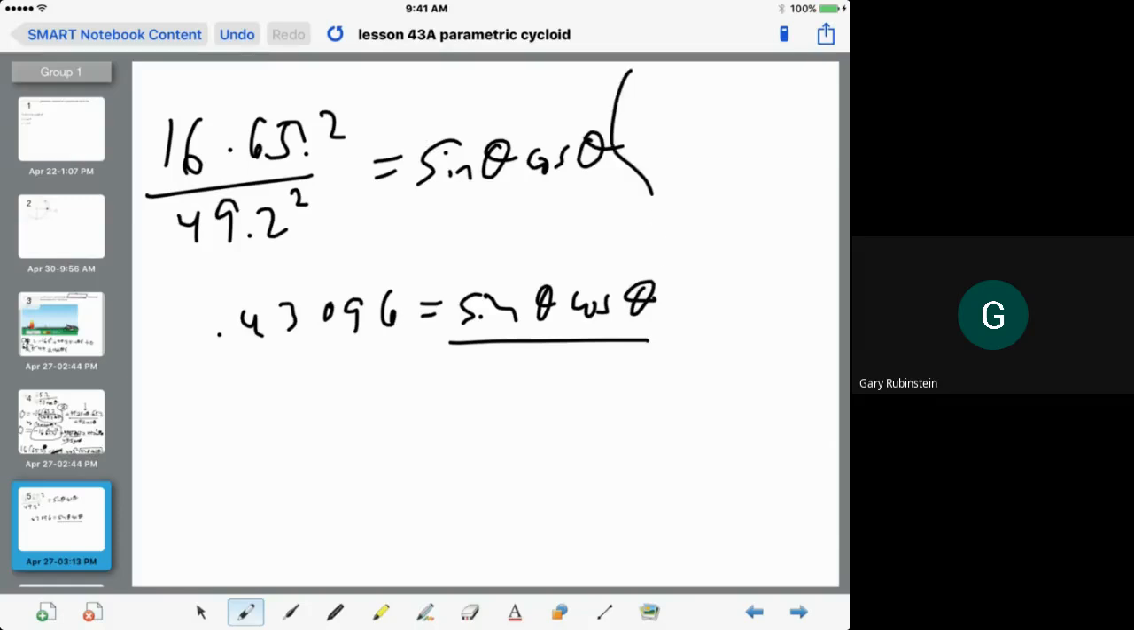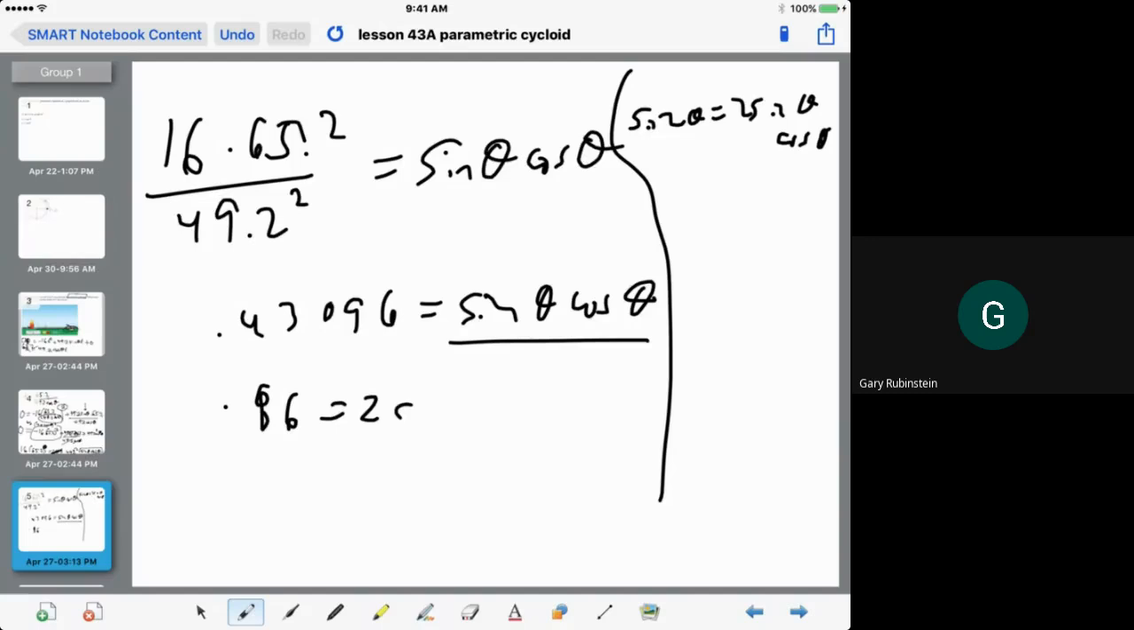So let's refresh. Sine 2 theta is 2 sine theta cosine theta. So what I like to do is multiply both sides by 2. 0.86 whatever is equal to 2 sine theta cosine theta, which is equal to sine of 2 theta. So now I have 2 theta, but in a different way. First I had 2 thetas, literally, and now I have 2 theta in that way.